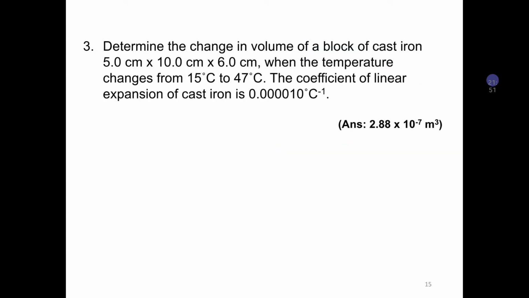Okay, and then number 3 is to determine the change in volume of a block of cast iron. This is the original volume. The temperature changes from 15 to 47, so calculate delta T. This is the alpha. Please find the change in volume, delta V.